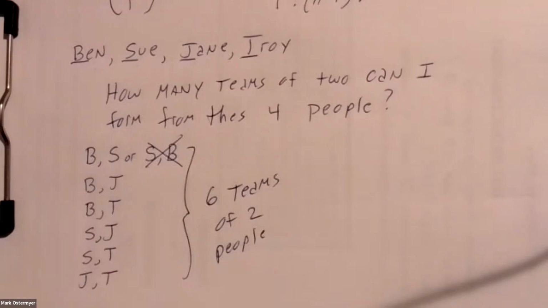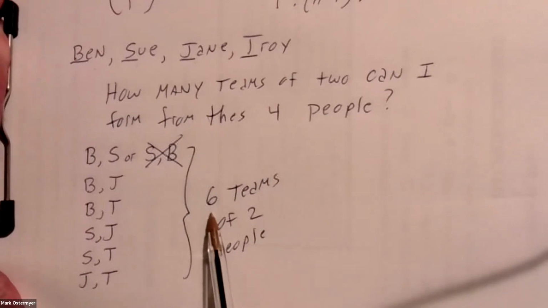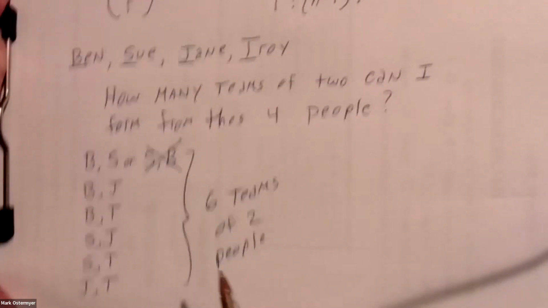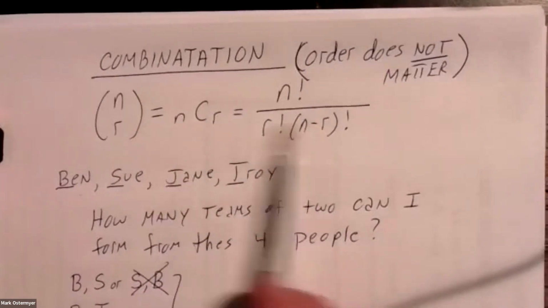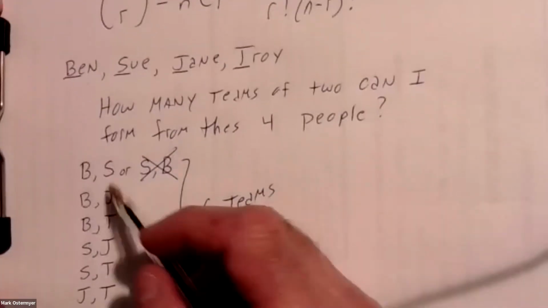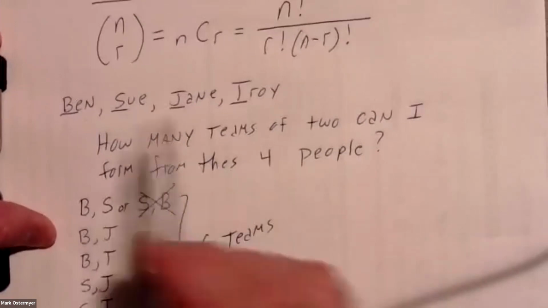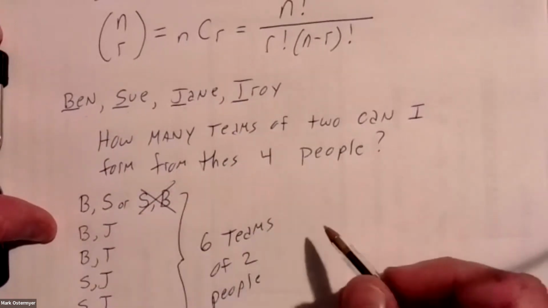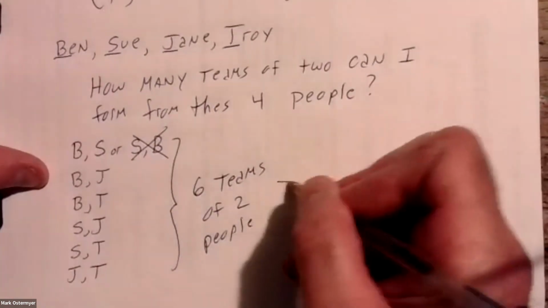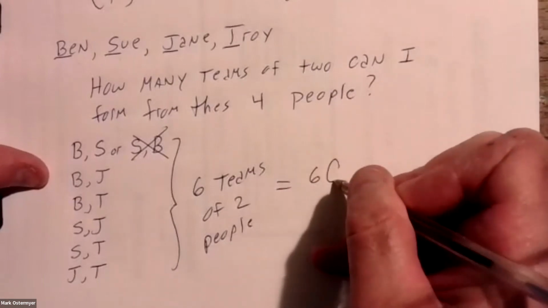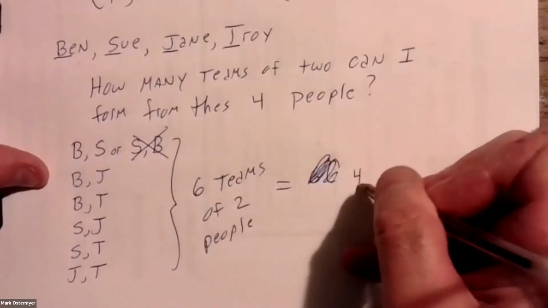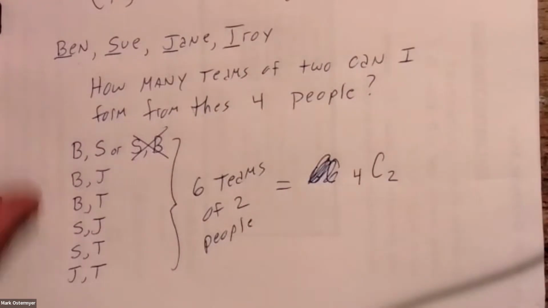Now, order does not matter. So another way I could have determined there's 6 possible combinations, oh, I gave it away, 6 possible teams of 2, is I could have used my combination function. And so, ladies and gentlemen, to find out how many teams of size 2 I could arrange from 4 people where order does not matter, I could have just said 4 in combination with 2. I could have just used my combination function on my calculator.